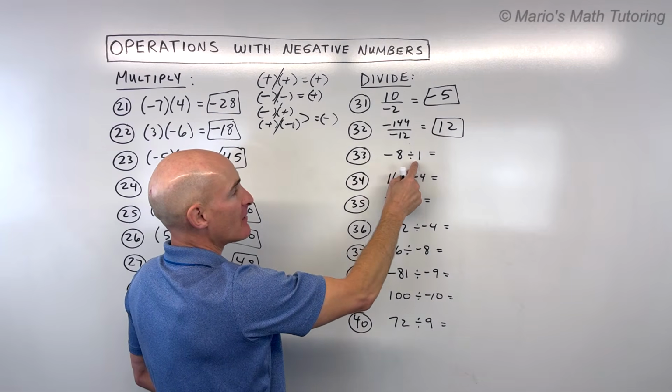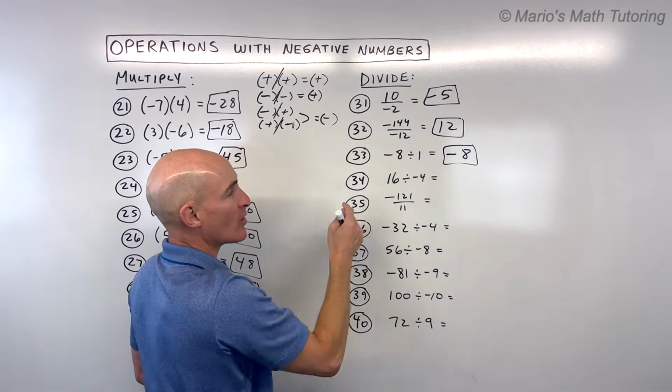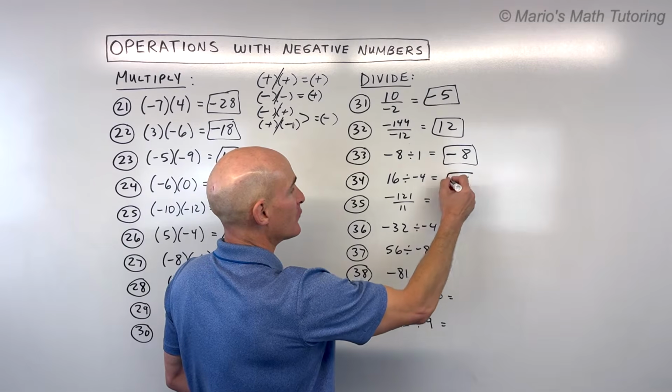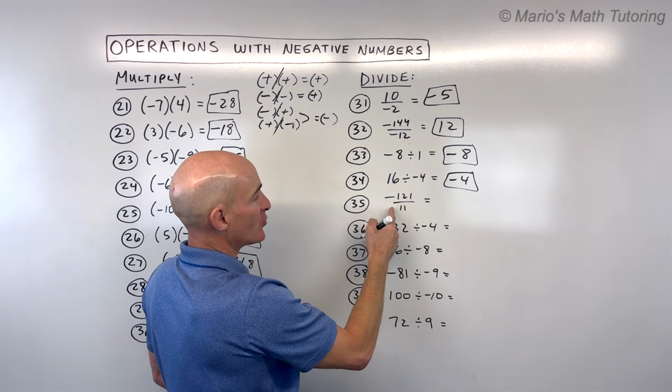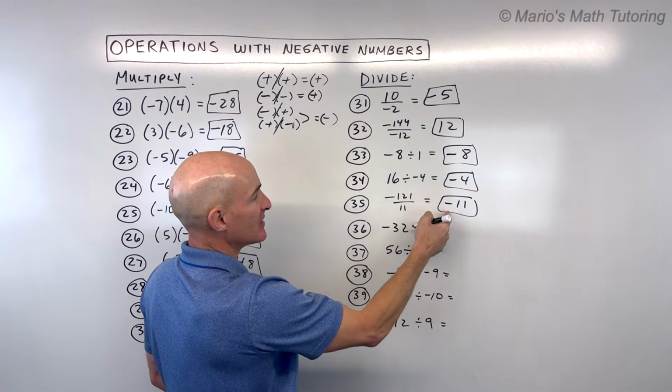A negative 8 divided by 1, that's a negative 8, because one's positive, one's negative. Anything divided by 1 is itself. 16 divided by negative 4, negative 4. Negative 121 divided by 11, that's negative 11. See again, one positive, one negative, you get a negative.